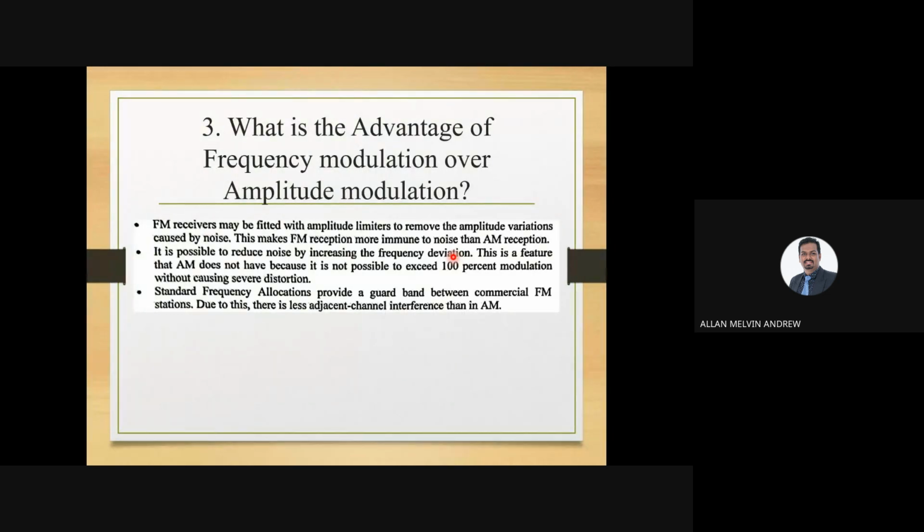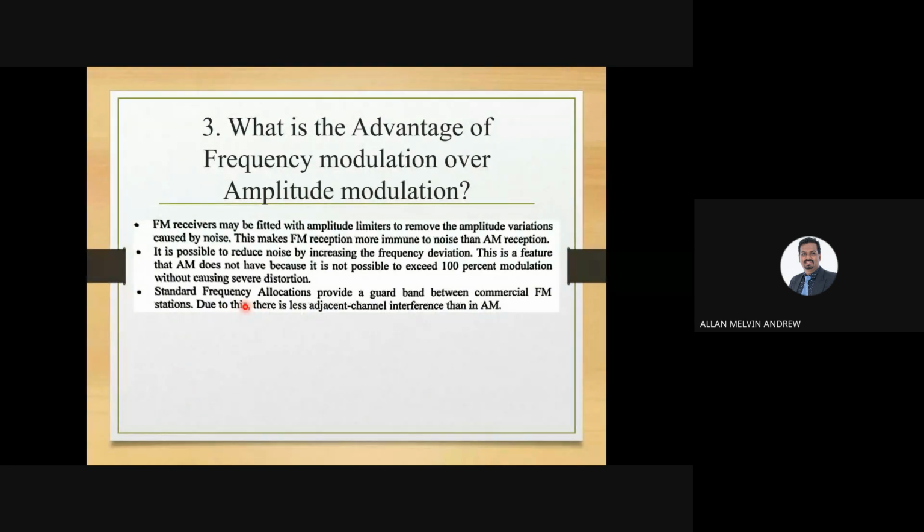So we can have a wide band. We can have UHF, ultra high frequency, and very high frequency. So a lot of frequency variation that we can utilize, and it can reduce the noise. Okay, and third one, standard frequency allocation provides a guard band between commercial FM stations. Due to this, there is less adjacent channel interference than in AM. Okay, so this is for your FM radio.